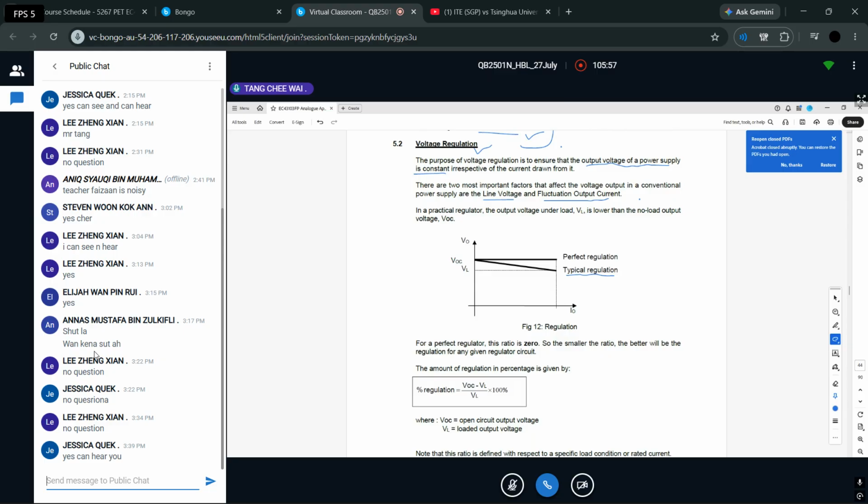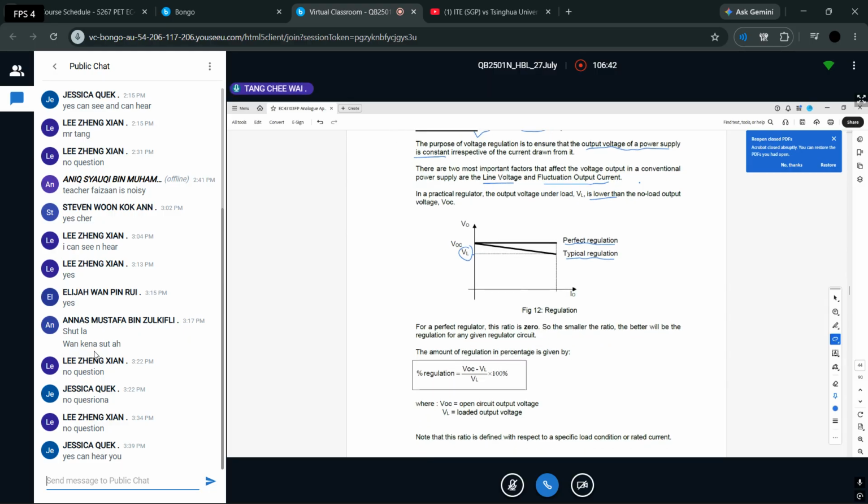Of course, this is what you call perfect. But in the real world you will never get perfect regulation, though of course we will try to close this gap. With the load, you can see it is like this, that's why they say it is lower. The V load here is lower than the no load. No load is actually the perfect regulation. Take note of this just in case.